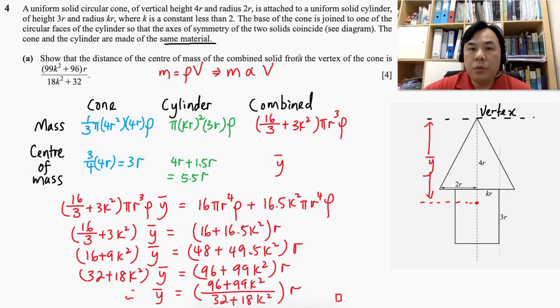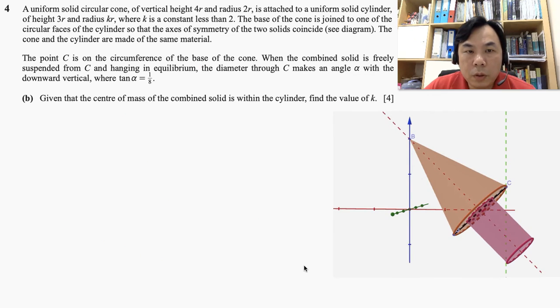We managed to prove that the center of mass for the combined rigid body is given as such. Alright, now I'm going to move on to section B for this question shortly. For section B of question 4, the point C is on the circumference of the base of the cone. You can see that from the diagram there.